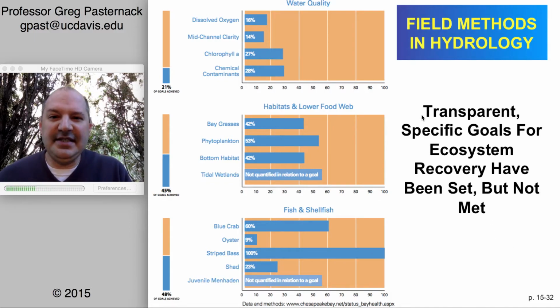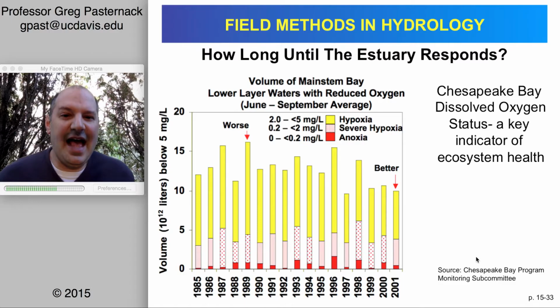So these goals have been set for a wide variety of aspects of ecosystem health for the estuary. Here's water quality. Like 16% of a recovery has taken place, 14% for clarity, and so forth. Habitat, lower food web, and then fish and shellfish. So we can see that some progress has been made in terms of getting recovery, but there's still a long way to go for a lot of these attributes. And then this is the last one. This just shows dissolved oxygen.